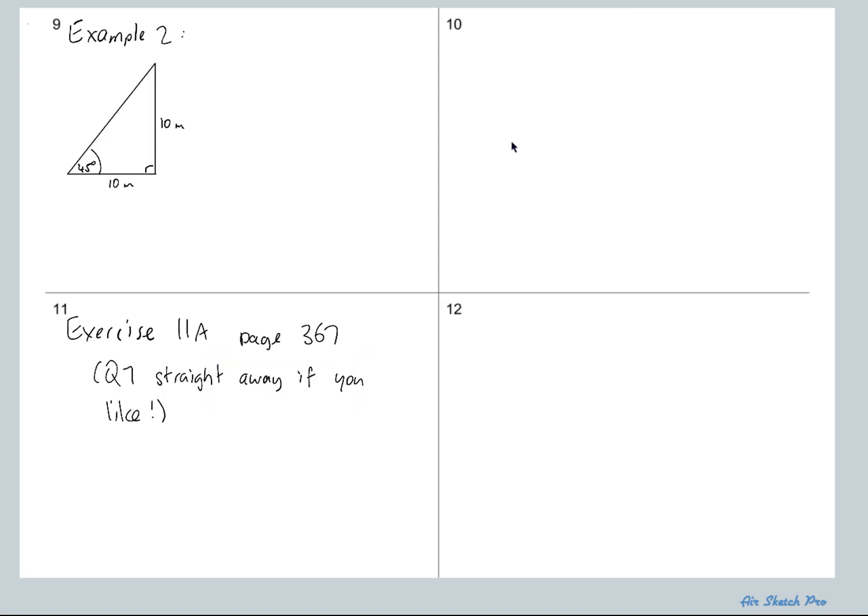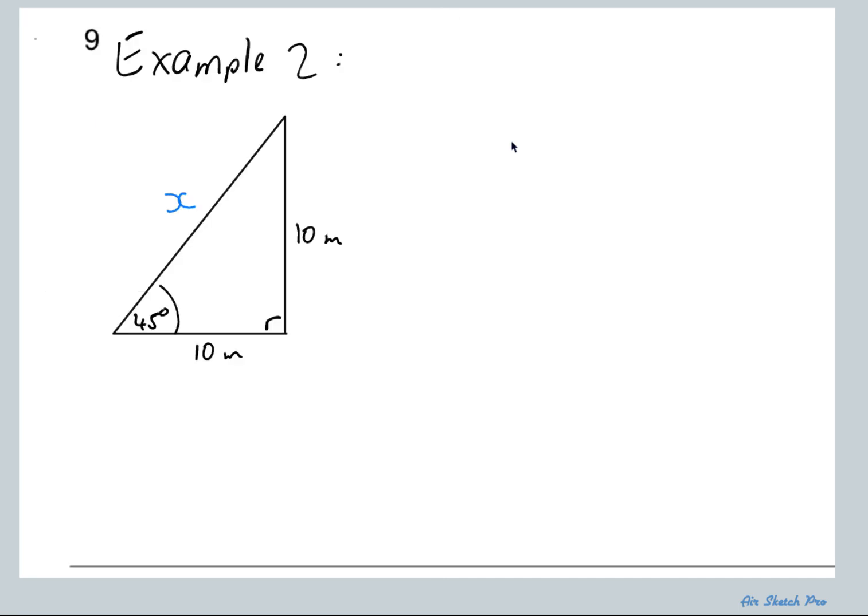Here's example 2. So we've got a 45-degree angle here. We've got two sides that we know, and we need to work out this side here, the hypotenuse again, which I'll call x. I might just zoom up for this because there's nothing else on the screen. So we just start off the same way. We've got two sides here, so we can use either of those two sides.